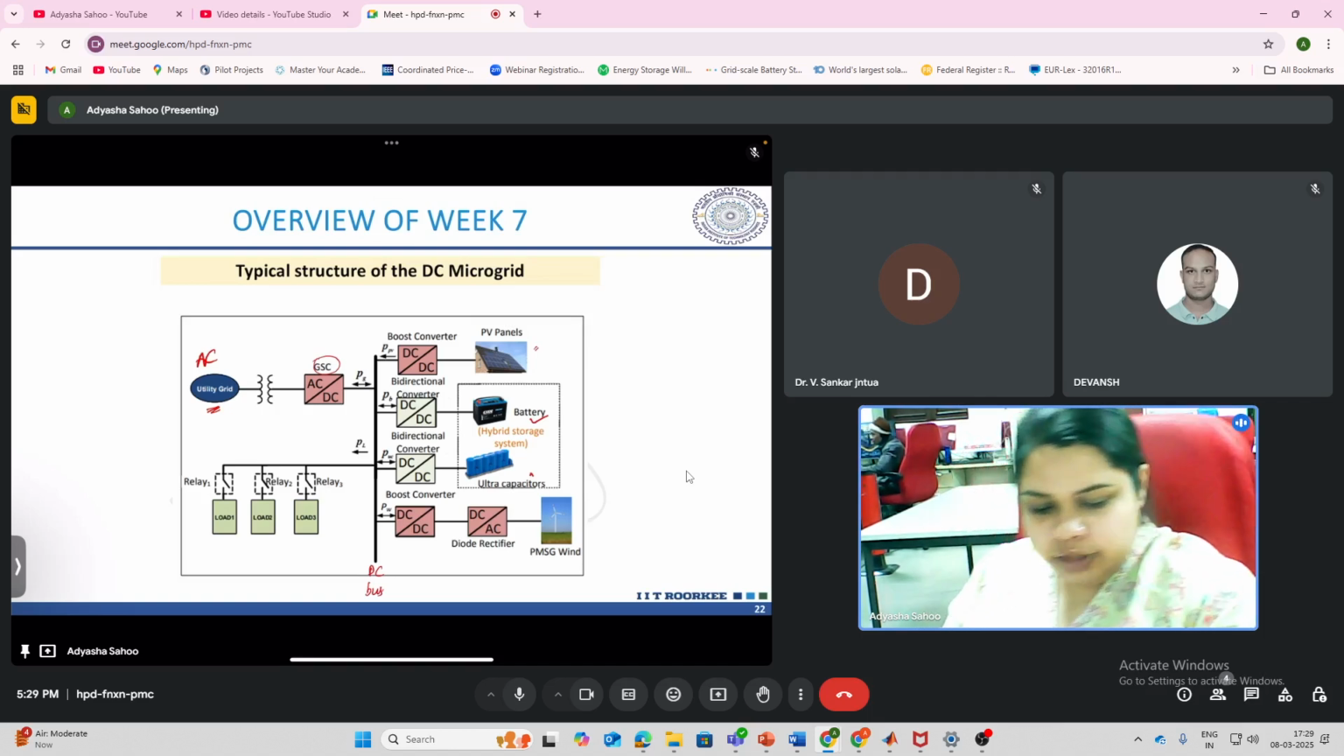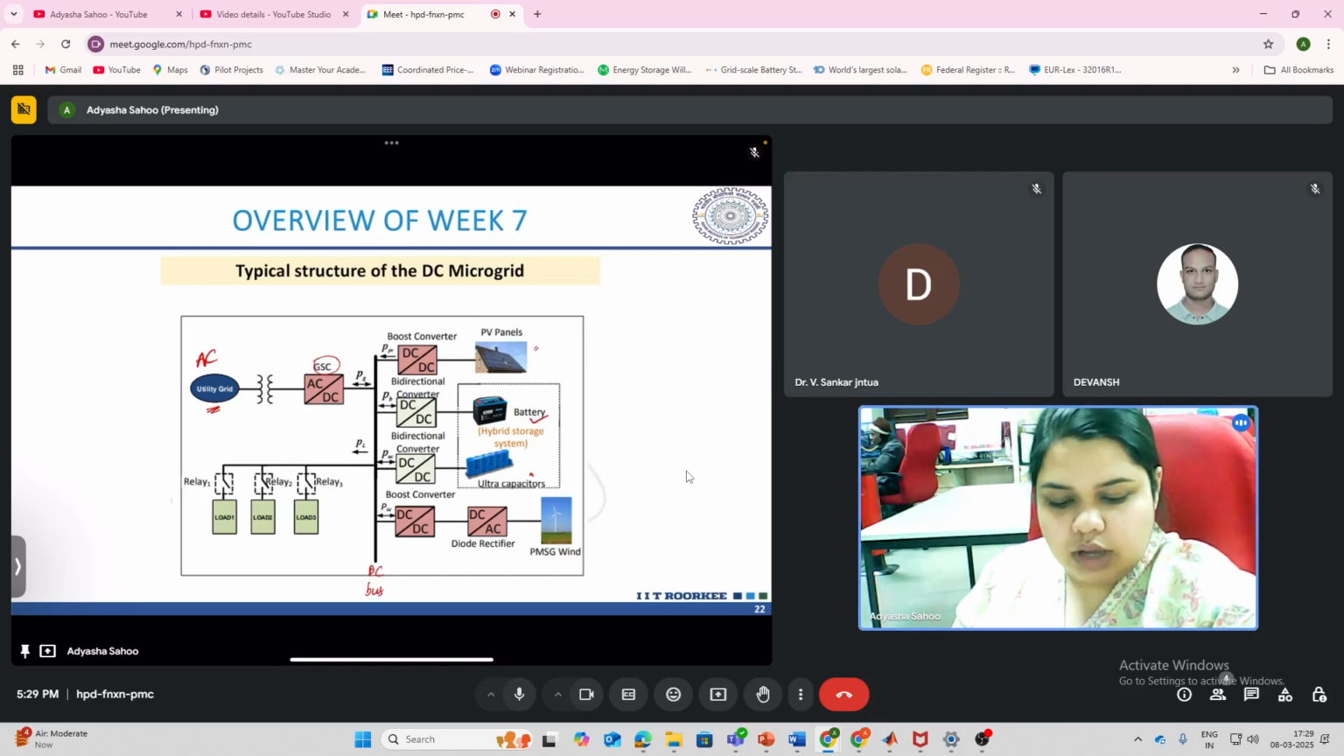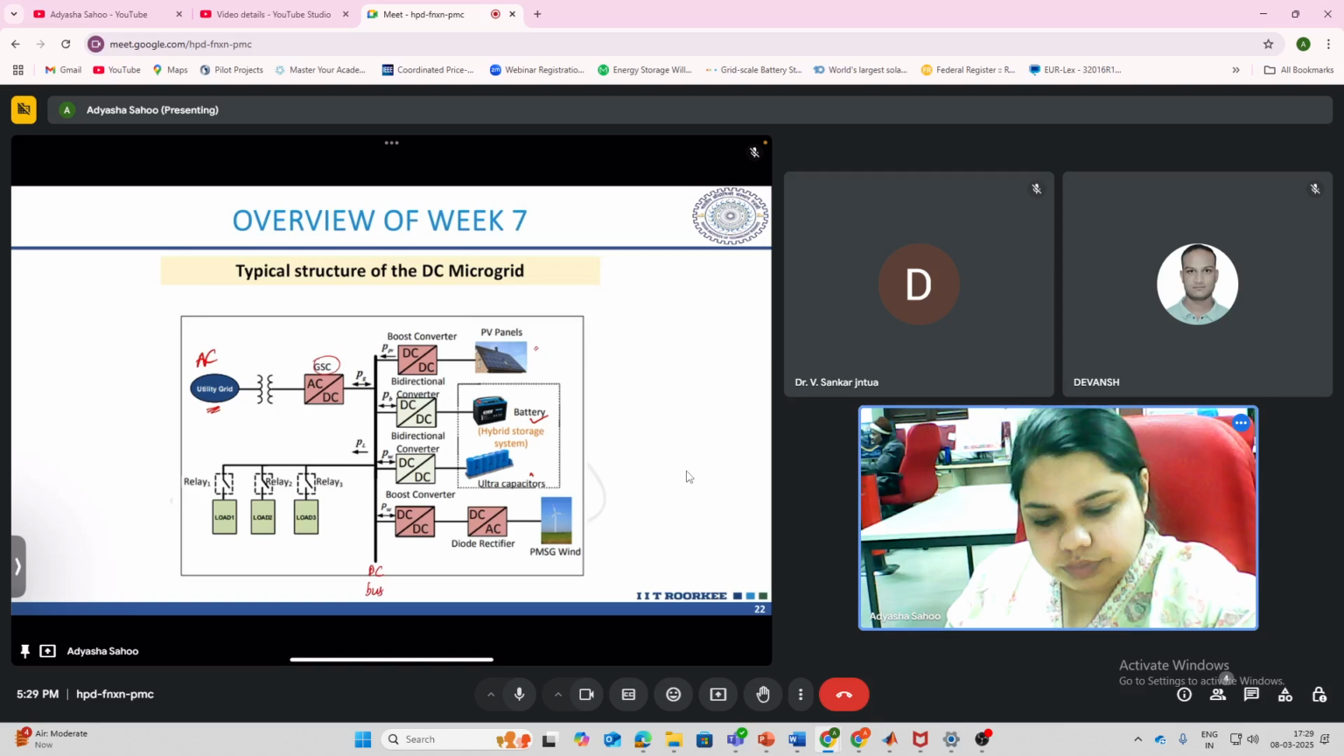Then if you have wind, which is an AC source, you have an AC-DC converter, followed by that you boost the voltage using a DC-DC converter. So everything then is DC here, and then you have the DC loads here.